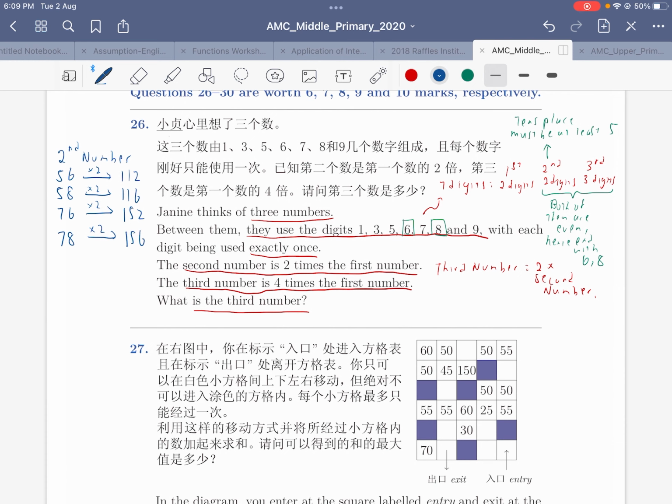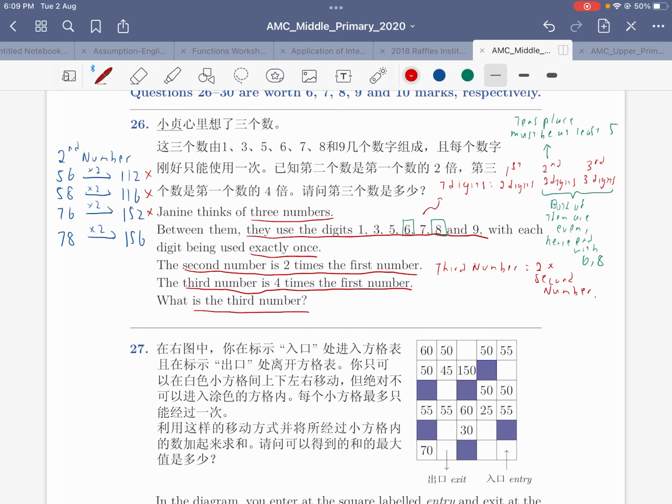Now something is clearly wrong here. We notice that there are a lot of contradictions, especially for numbers like 56, because 1 is repeated twice and 2 doesn't exist in our list. For 58, we got 116. In this case, 1 repeated itself twice, which is not possible. What about 76? 76 has a number 2, which is not possible. And hence, our final answer in this case can only be this, 78 and 156.